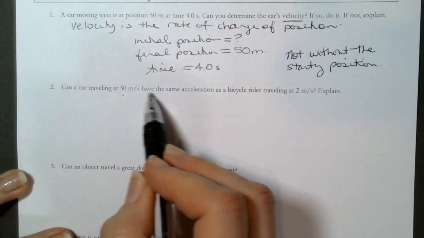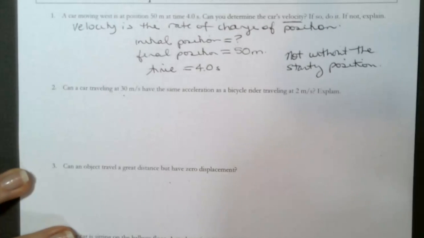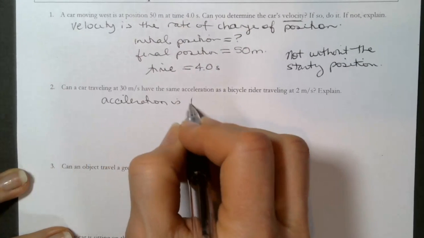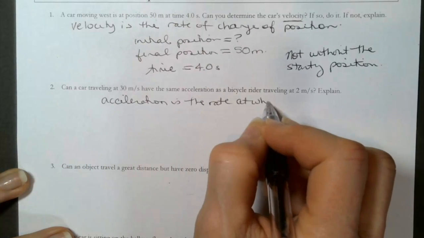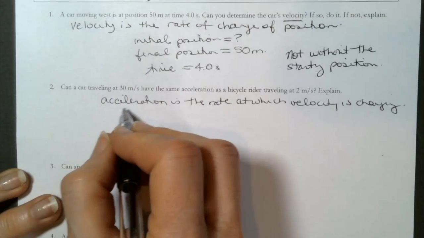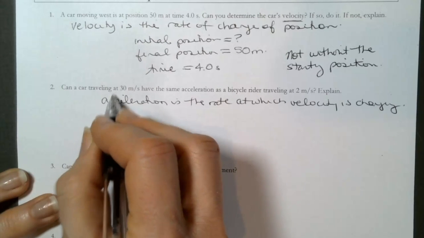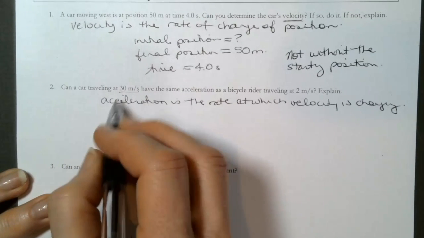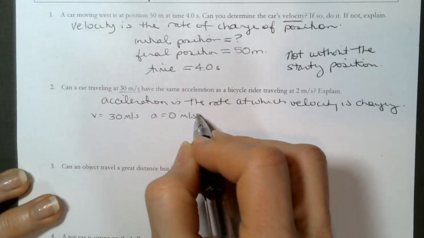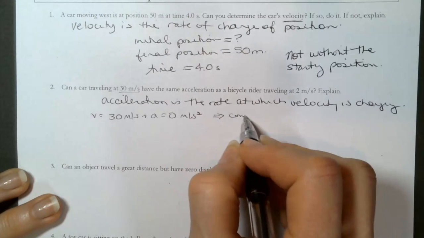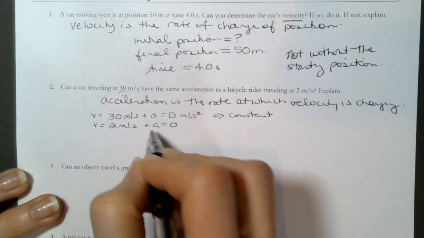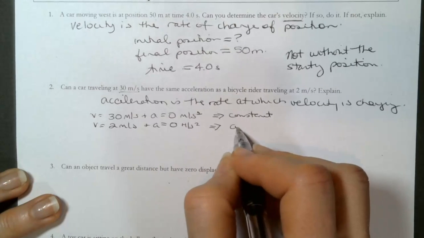Can a car traveling at 30 meters per second have the same acceleration as a bicycle rider traveling at 2 meters per second? Explain. Acceleration is the rate at which velocity is changing. So if your velocity is 30 with an acceleration of 0 meters per second squared, that means constant speed. Well, if the bicycle is going 2 meters per second, could it have an acceleration of 0 meters per second squared? Sure, that just means it's also at constant speed.